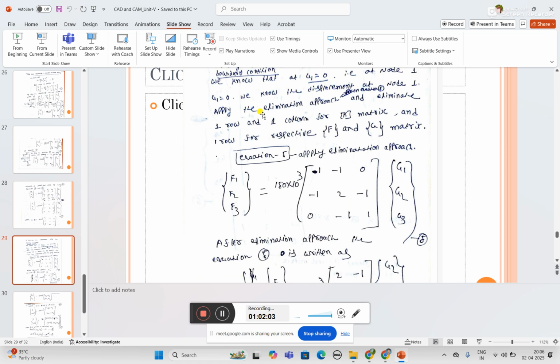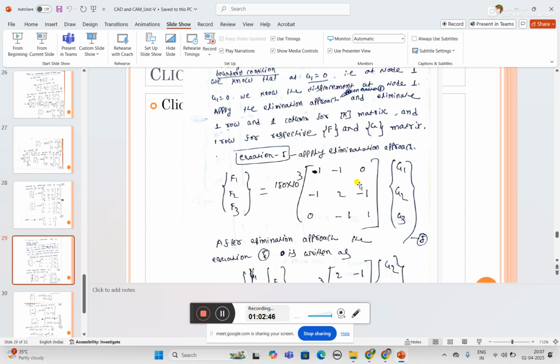Because there is no connectivity, because there is no displacement value at U1, that is node 1. That's why you can eliminate that related row and column. ఆ మెథడ్ని ఎలిమినేషన్ అప్రోచ్ అంటారు. ఆ ఎలిమినేషన్ అప్రోచ్తో మనం K మ్యాట్రిక్స్లో ఫస్ట్ రో అండ్ ఫస్ట్ కాలం ఎలిమినేట్ చేస్తాము. మనకి 3 rows 3 columns ఉన్నాయి కదా, దాంట్లో ఈ ఫిఫ్త్ ఈక్వేషన్లో ఫస్ట్ రో, ఫస్ట్ కాలం ఎలిమినేట్ చేస్తాము. తర్వాత దీంట్లో F1 ఎలిమినేట్ చేస్తాము, U1 అనేది ఎలిమినేట్ చేస్తాము అన్నమాట.